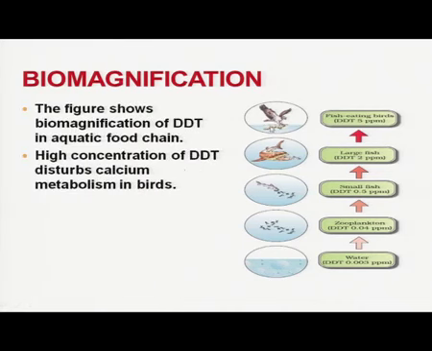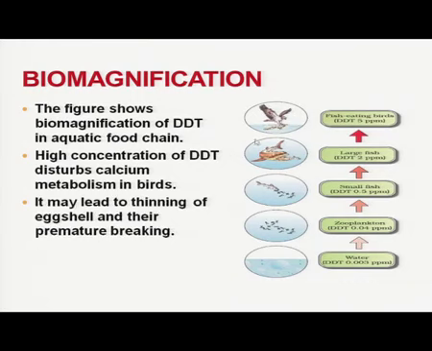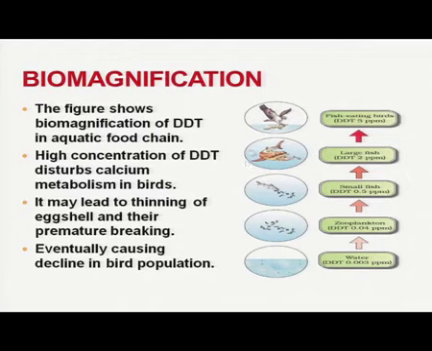High concentration of DDT disturbs calcium metabolism in the birds. It may lead to thinning of the eggshell and their premature breaking, which is leading to decline in the population of these birds.